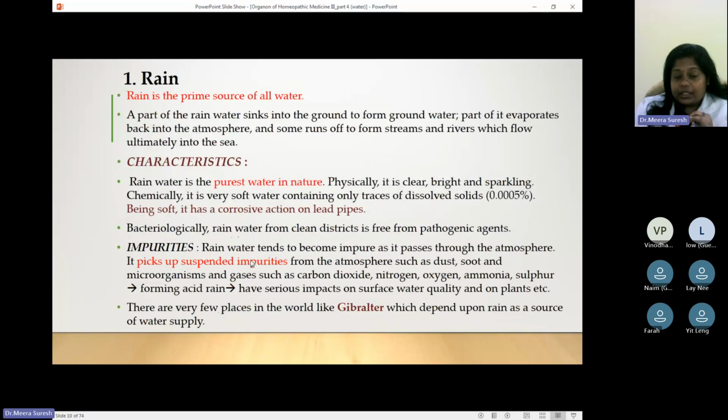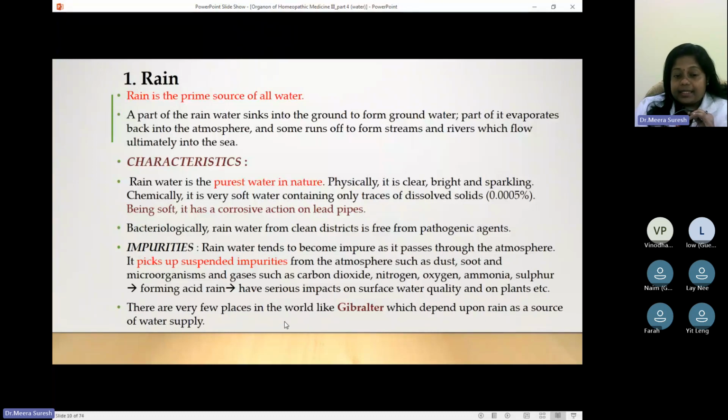It picks up suspended impurities from the atmosphere, such as dust, soot, and microorganisms, and also gases such as carbon dioxide, nitrogen, oxygen, ammonia, sulfur, etc. If these chemicals get dissolved in the rainwater, as we saw on one of the previous slides, it results in acid rain. And this has a serious impact on surface water quality and also on plants.